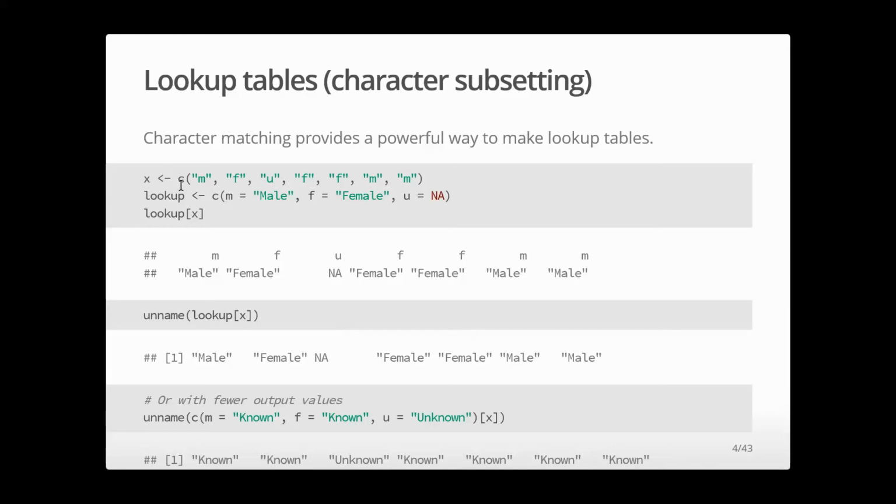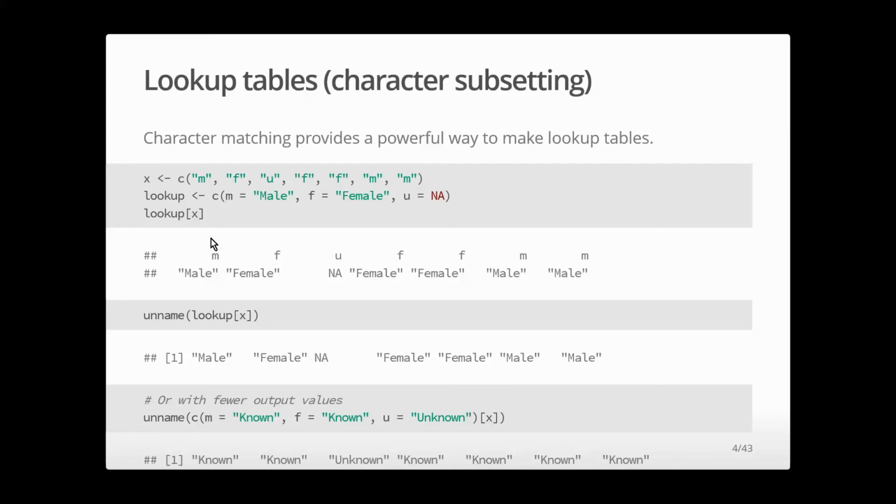Okay, so here I've got a vector of m's and f's, and a u. And over here we create a lookup table, and we say if you see M, that means male, if you see F, that means female, and if you see U, it's going to be either undefined or missing or something like that. Then we're going to take lookup, which really only has 3 items in it, and subset it using this vector with 7 things in there.